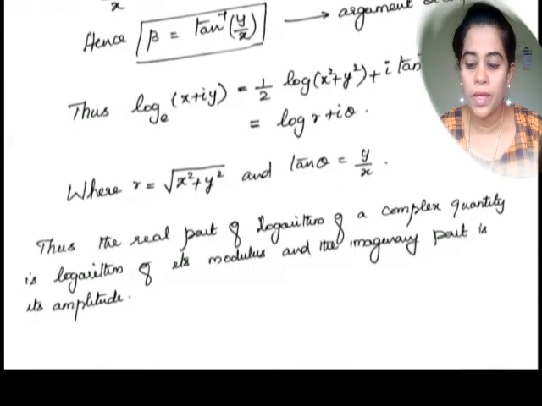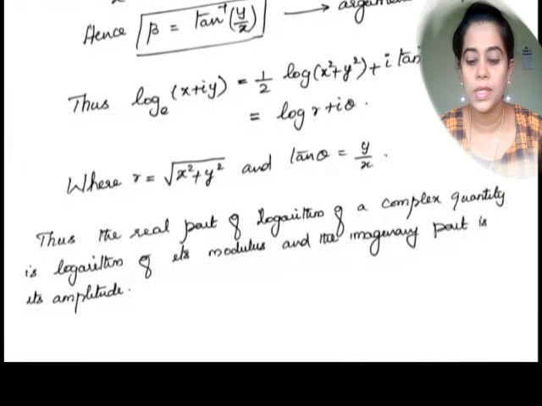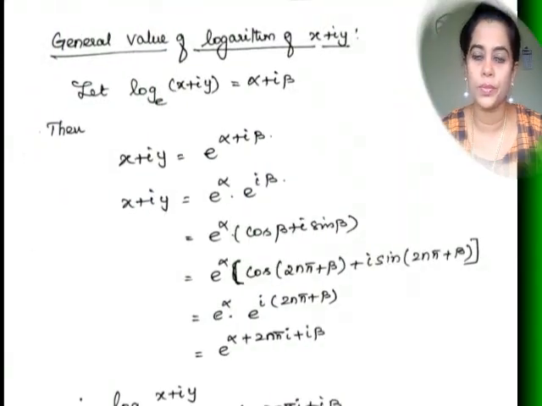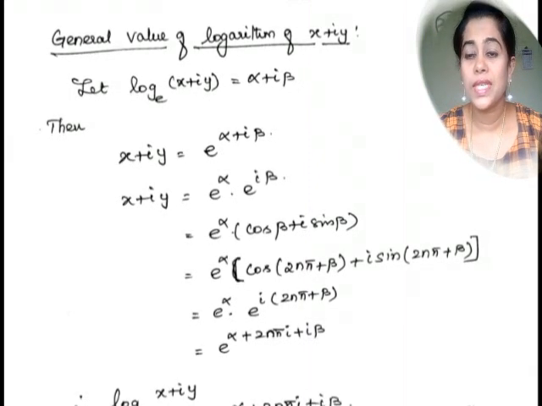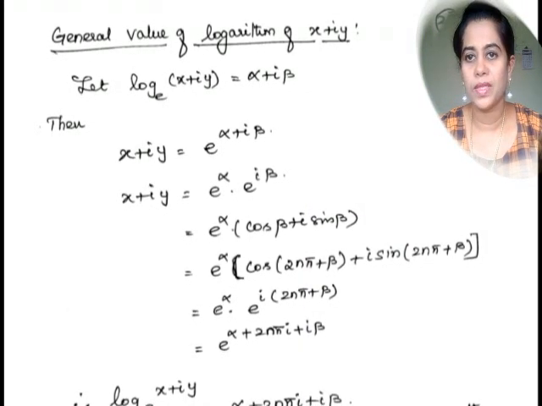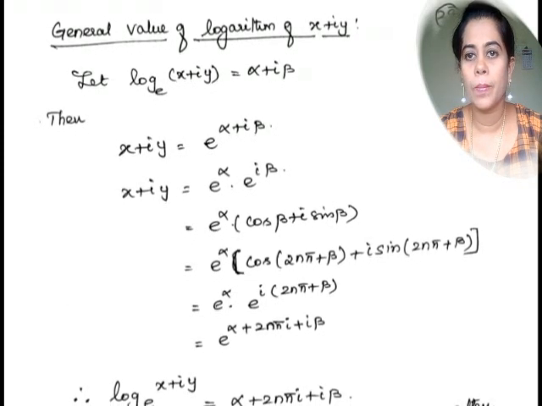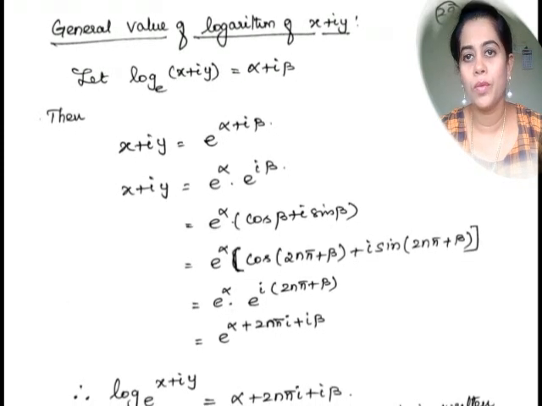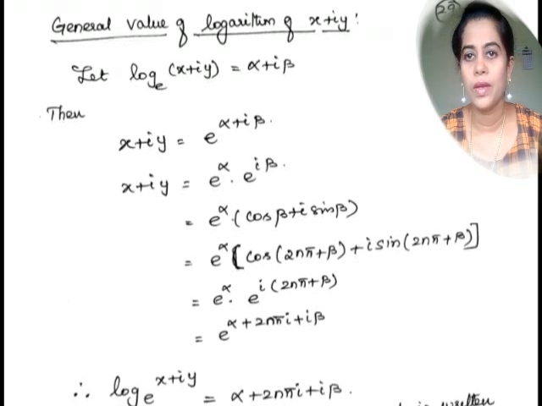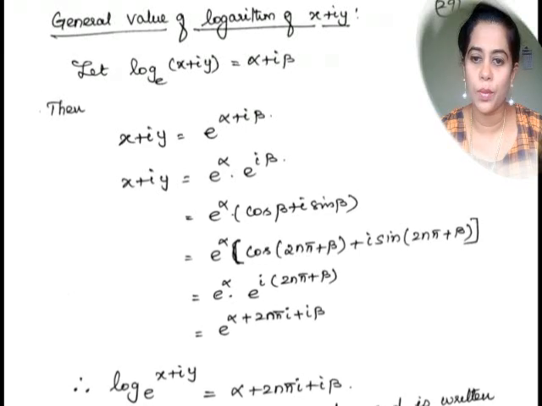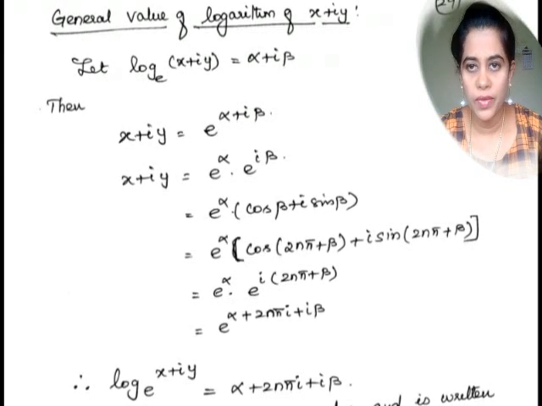So thus the real part of the logarithm of a complex quantity is the logarithm of the modulus, and the imaginary part is its amplitude. Next we are going to discuss the general value of log of x plus iy. In the previous case we were trying to find a single value of log of x plus iy. How do you get the general value of log of x plus iy? Here we have the same argument.